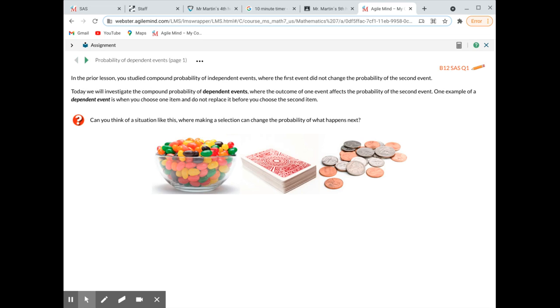So, what I want to think about today is the probability when we replace an item whenever we draw something, like out of a drawer, compared to not replacing that item and how it would affect our probability of possibly getting something later.